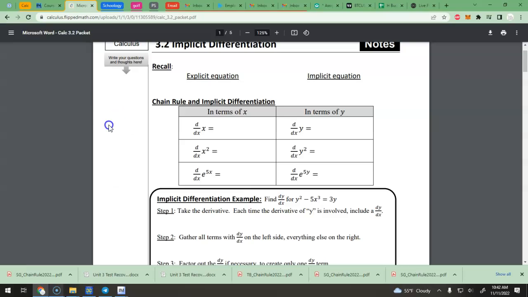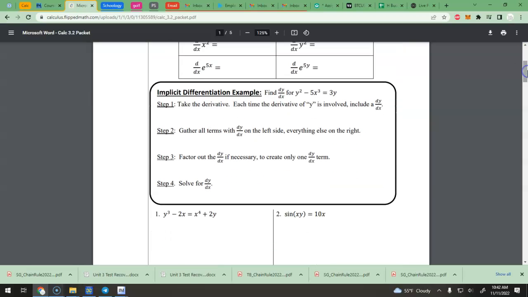Differentiation. So I'm going to do this example first. I think that'll make it a little more sense. And then I'll go back and do this top chart.